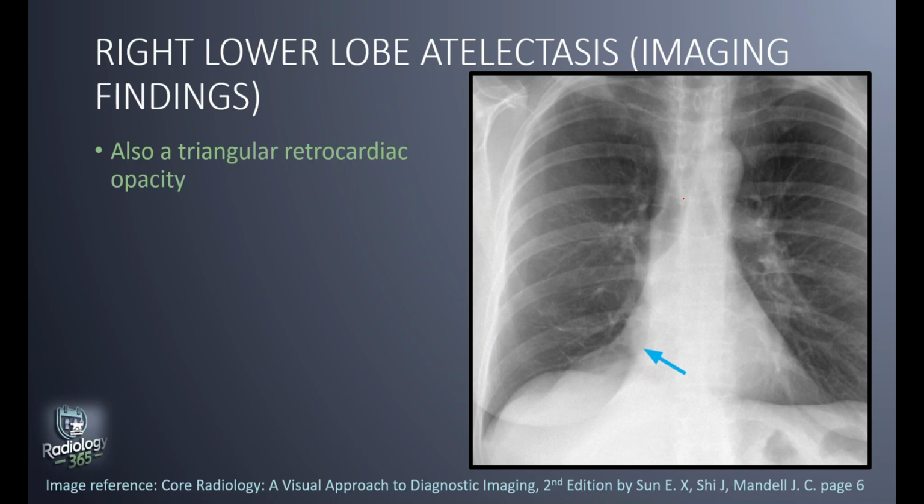Then for the right lower lobe collapse, we also see a triangular opacity, similar to what we saw in the left lower lobe collapse, but this time it's on the other side of the heart. It's actually a mirror image of the left lower lobe atelectasis. If you look at this image, you can see this is the normal outline of the heart, but then behind we have this other triangular opacity here, a retrocardiac triangular opacity, indicating the right lower lobe collapse.